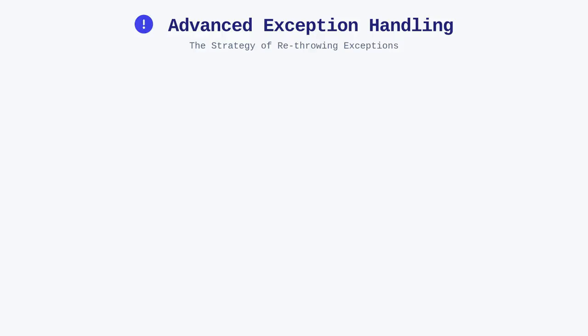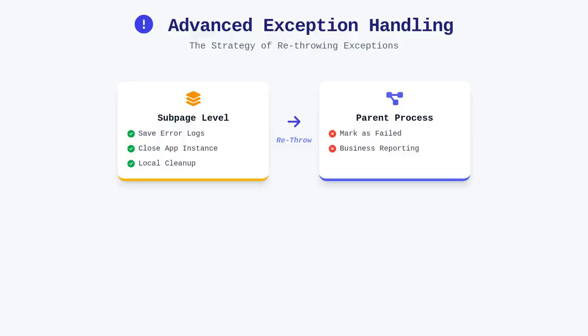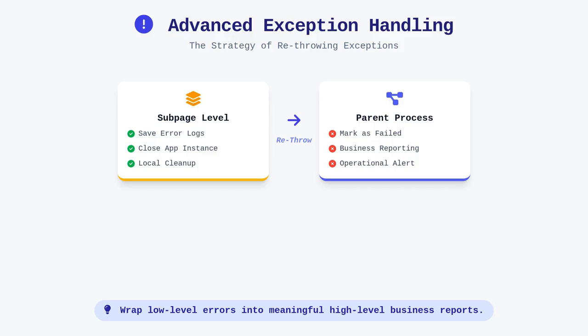Finally, consider the concept of rethrowing exceptions after performing a necessary cleanup. Sometimes you want to catch an exception at a subpage level to save a log or close an application instance, but you still want the parent process to treat the operation as failed. In these instances, you can trigger a new exception in your handler, which effectively replaces or re-emits the failure up the stack. This pattern provides a powerful way to wrap specific low-level errors into more meaningful high-level business reports.